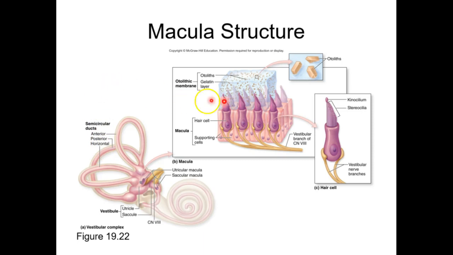Okay, let's talk about our first sensory epithelium. Inside of the vestibule, the utricle and saccule, you're going to have an epithelium known as the macula. There's a lot of vocab. I know there's a lot of vocab. I didn't decide this. So the epithelium is the macula, inside the utricle and saccule of the vestibule.